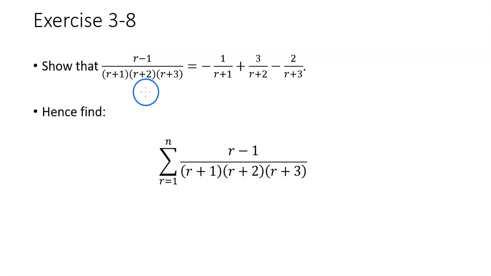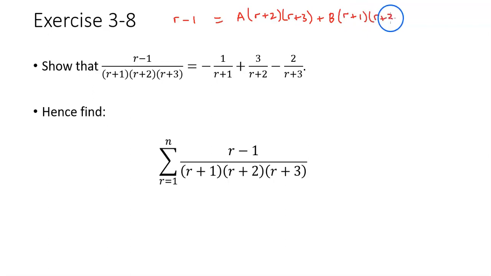So we start out by assuming that (r minus 1) divided by this thing is equal to a divided by (r plus 1) plus b divided by (r plus 2) plus c divided by (r plus 3), and then multiply both sides by (r plus 1) times (r plus 2) times (r plus 3). And so that gives us that r minus 1 is equal to a times (r plus 2) times (r plus 3) plus b times (r plus 1) times (r plus 3) plus c times (r plus 1) times (r plus 2).